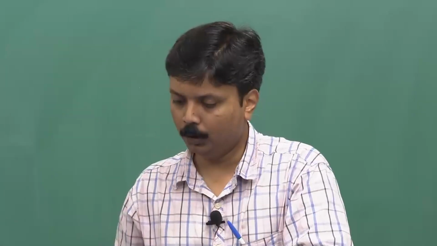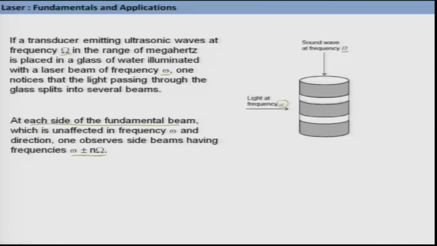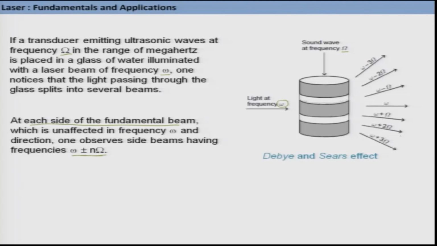Okay? So I can show this pictorially like this. The unperturbed part goes as such, and in different directions they are split, having different frequencies. This is the downshifted in terms of energy, and in this direction you have the upshifted. This particular effect is known as the Debye-Sears effect.